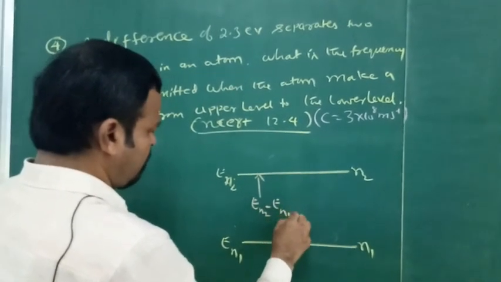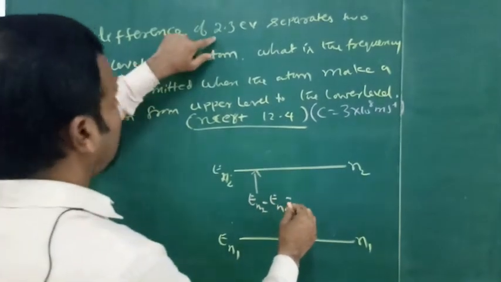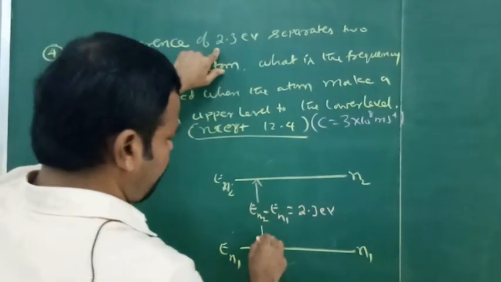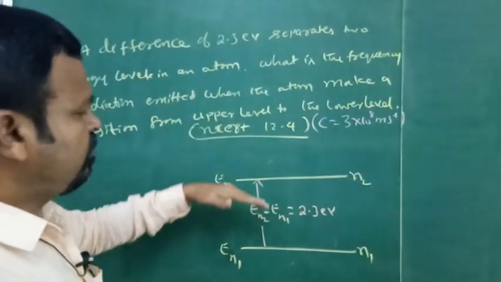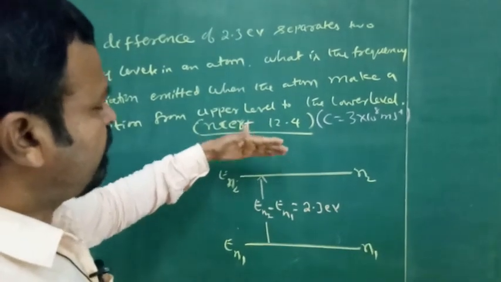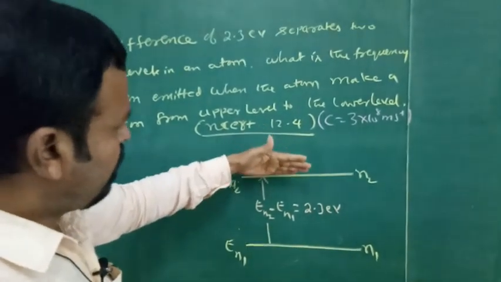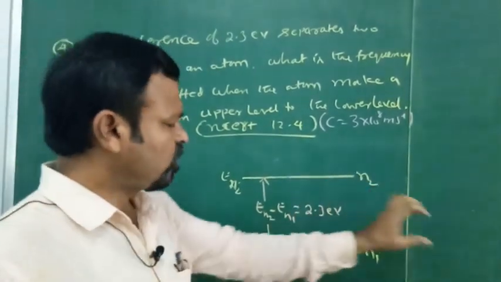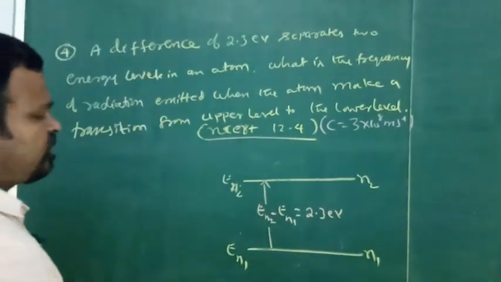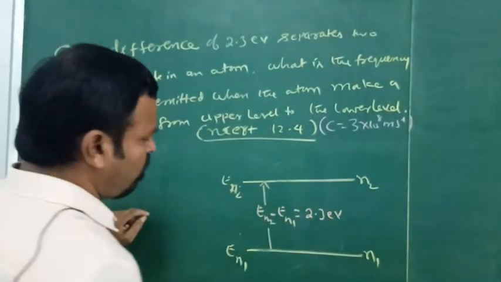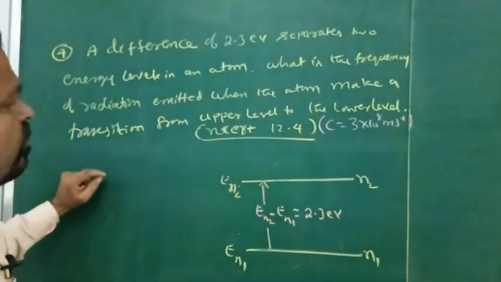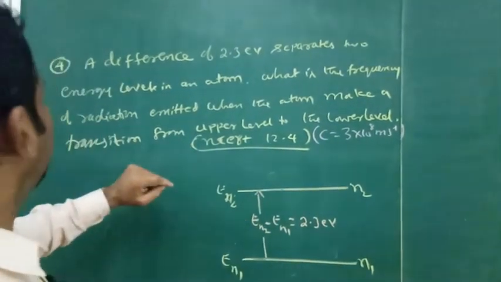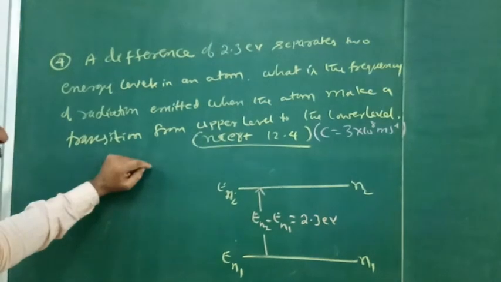En2 minus En1 is equal to, here, how much? 2.3 eV is given. This is the problem. Then when an electron or an atom makes a transition from a higher orbit to a lower orbit, meaning from the upper level to the lower level, then it emits a photon. How much energy is there in the photon? 2.3 eV. Therefore, the frequency is there. How much frequency is there and how much wavelength is there? Then we can calculate by using this.